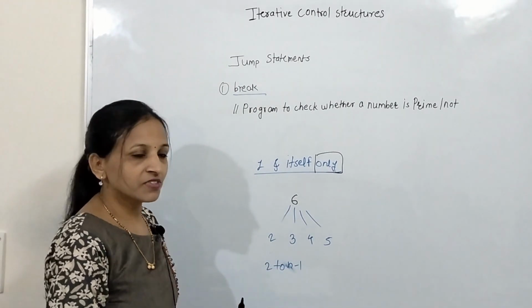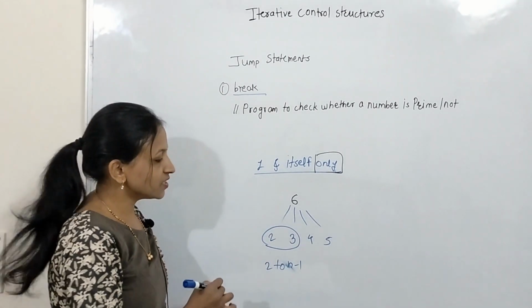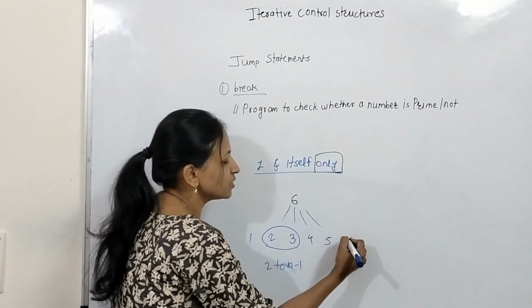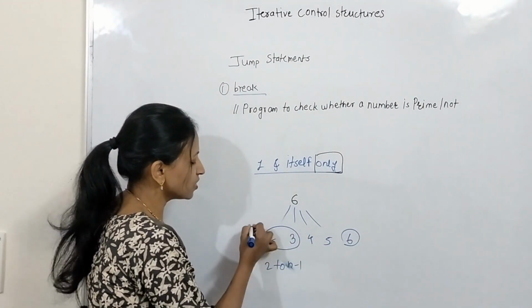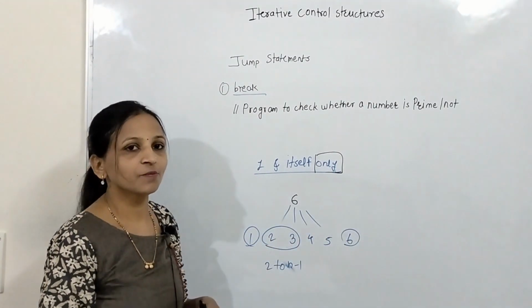But it is divisible by 2 and 3. Means it is not only divisible by 1 and 6. It is also divisible by 2 and 3. That's why this is not a prime number.